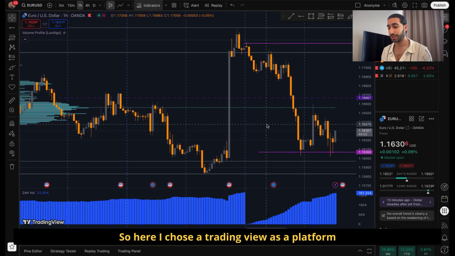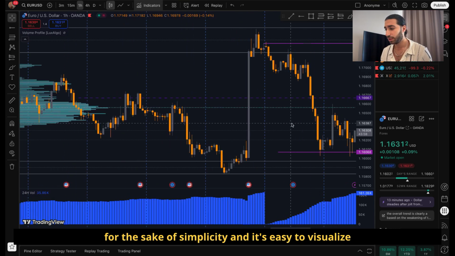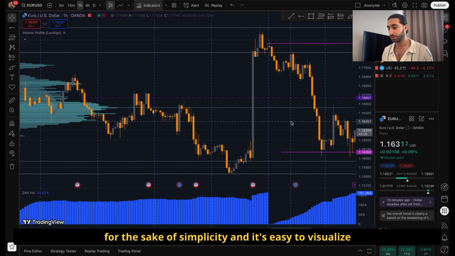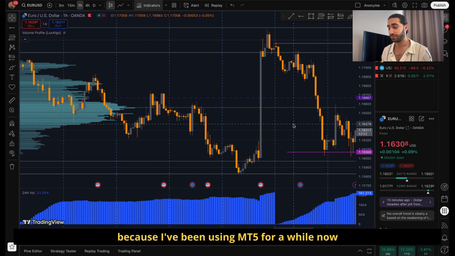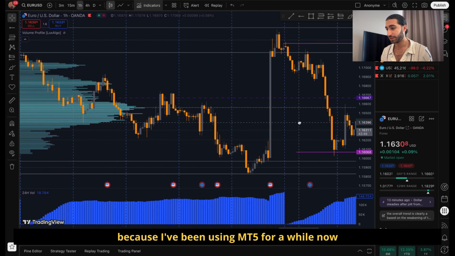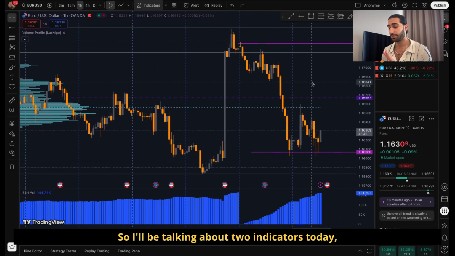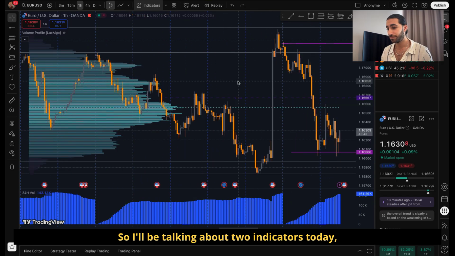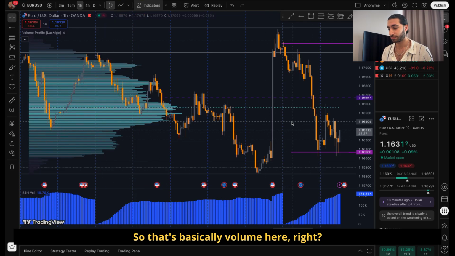So here I chose TradingView as a platform for the sake of simplicity, and it's easy to visualize as well with different colors, etc. Because I've been using MT5 for a while now since the start of this bootcamp, right? So I'll be talking about two indicators today: volume profile and 24 hours volume. So that's basically volume here, right?